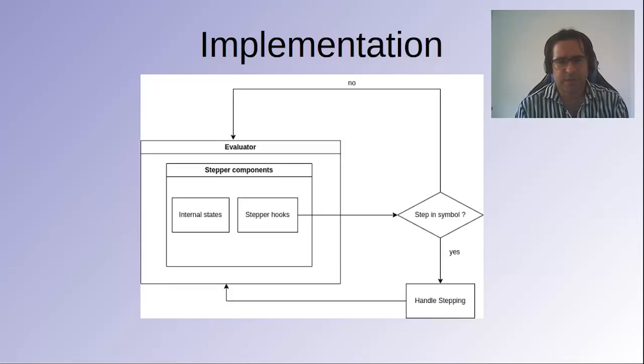As you can see, we have a summary of the architecture of the stepper. It's quite simple. I have added some code in the way of hooks inside the ABCL current core evaluator, and also some internal states, mostly flags. And according to the values of the internal state, the stepper will either go back to the evaluator without any stepping, or it will actually handle stepping. Let's see it with more detail in the code.